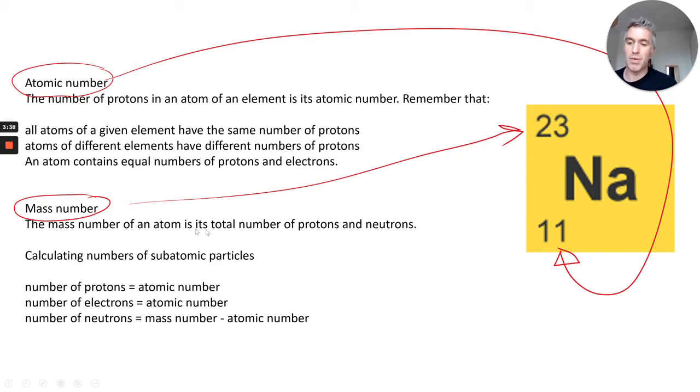So here we go. The mass number of an atom is the total number of protons and neutrons. So the number of protons is the atomic number. Smaller number here, 11, that's number of protons. The number of electrons is exactly the same. 11, the atomic number is 11, and the number of neutrons is the big number minus the small number. The number of protons and neutrons minus the number of protons tells you the number of neutrons. Relatively simple.